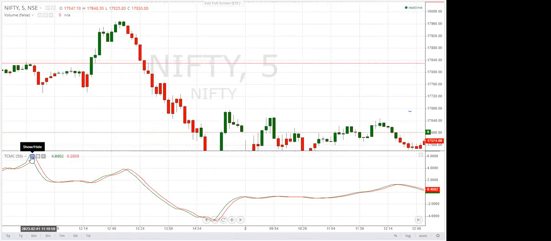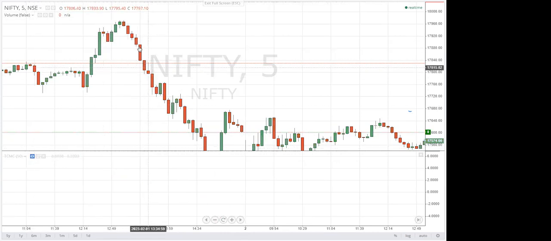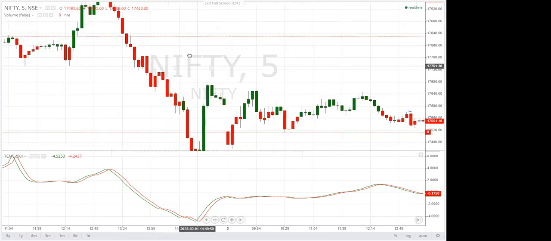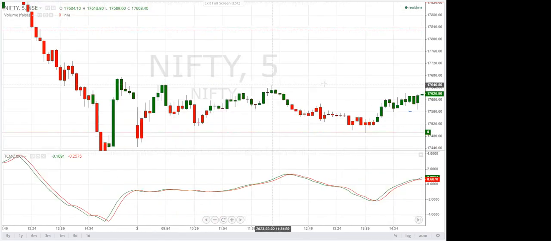Let's say if I remove the TCMC, it's a noisy chart. You can see here a green candle again, here two green candles. It's a noisy chart. If you add the TCMC, it becomes a completely noise-free chart where you can understand the complete momentum towards the negative. That is how we understand the TCMC indicator.